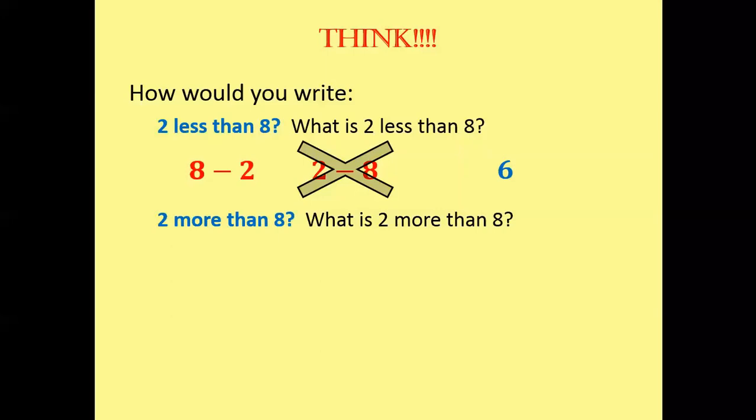Let's think about 2 more than 8. Let's try 8 plus 2 and 2 plus 8 and see which of these works. So what is 2 more than 8? Well, 2 more than 8 is 10. Which of those end up equaling 10? Well, they both do. So when it comes to more than something, it doesn't matter what order you do. Personally, I like to always start with that second value and then either add or subtract the more than or the less than value from it, and then I know I'll always get it in the right order.